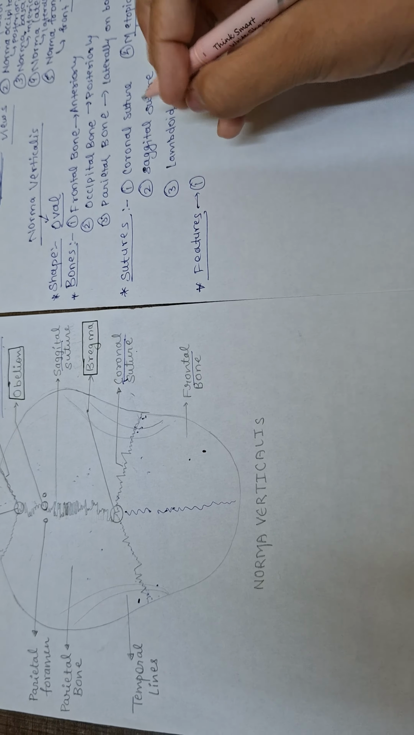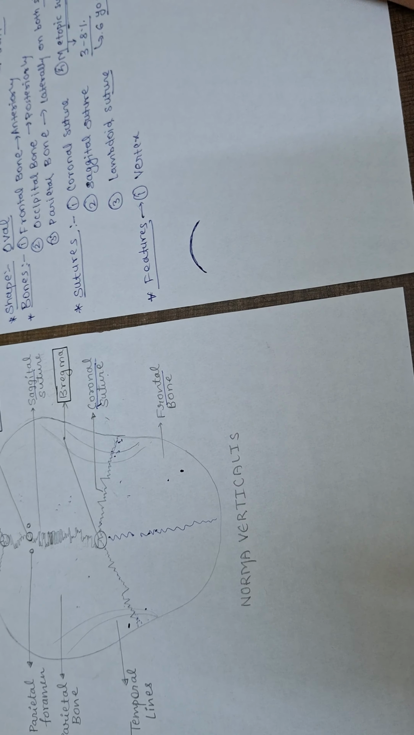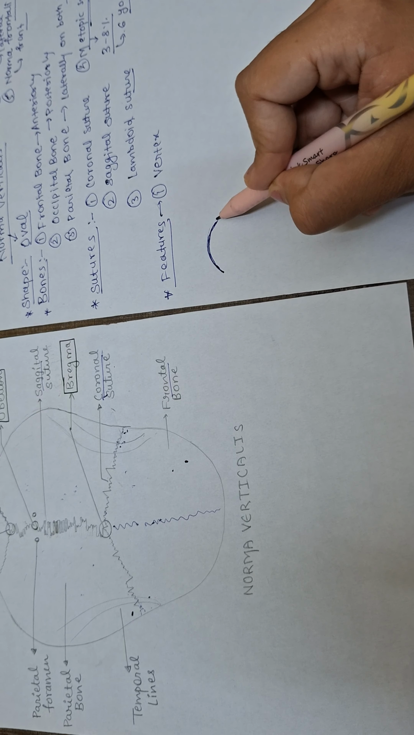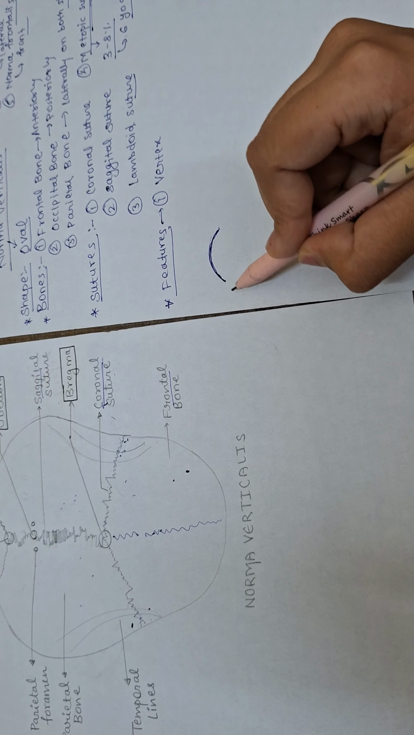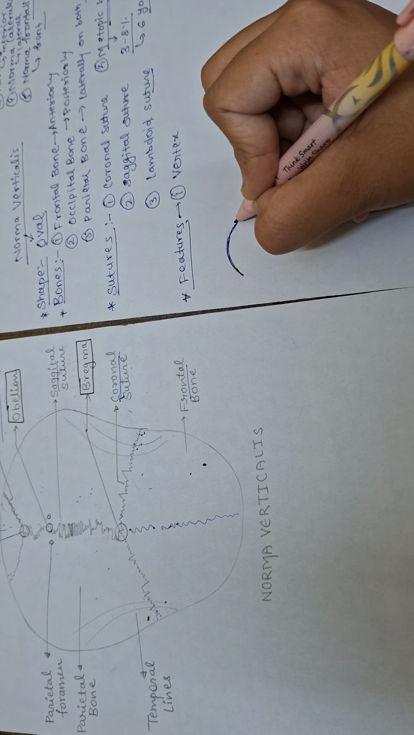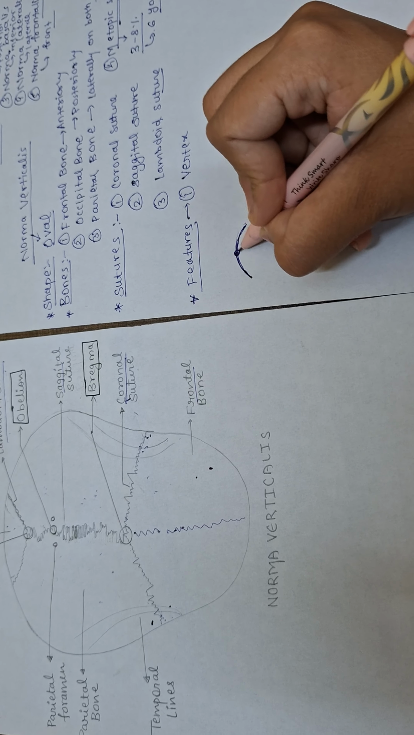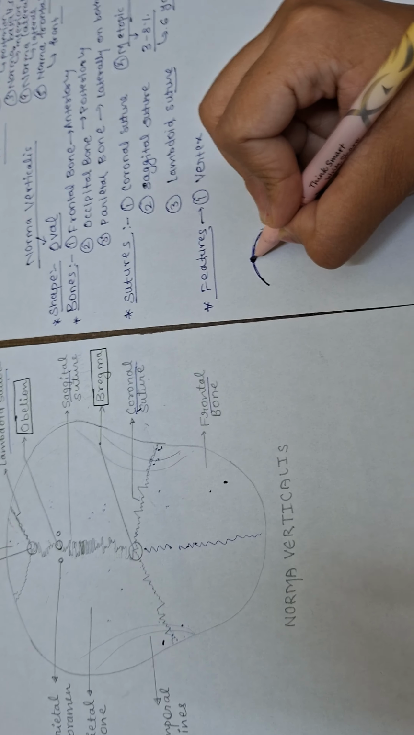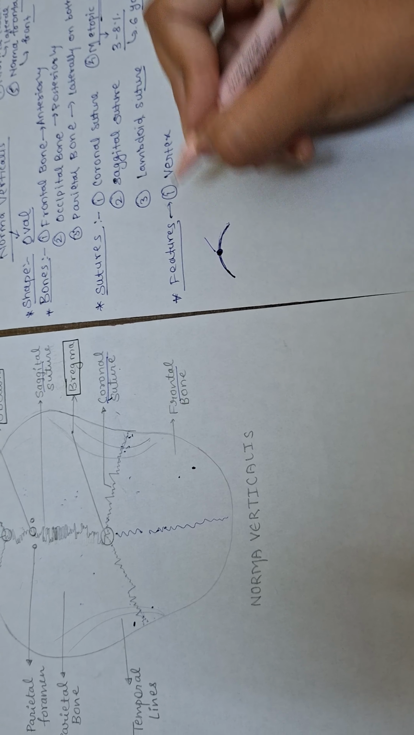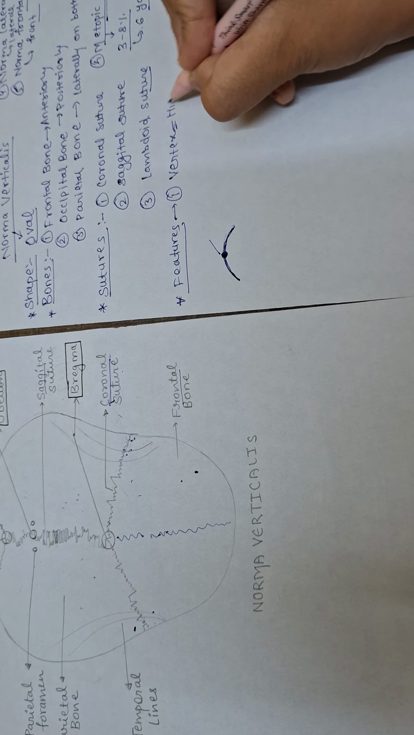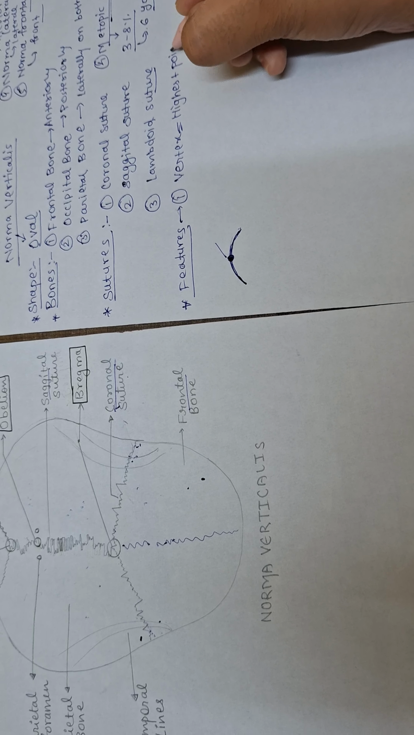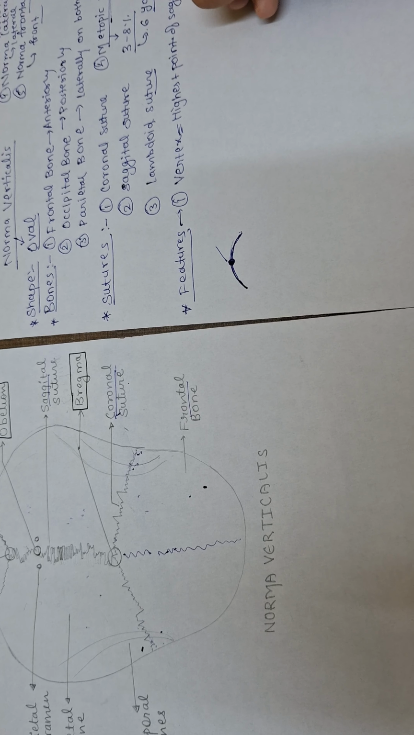So firstly, for the features, we have the vertex. Now for that, you need to see here that if we consider this to be our sagittal suture, we are looking at the skull from the lateral side. Consider this the lateral view. So what will you see? You will see the dome of the skull, right? Here, this is your sagittal suture. The highest point of your sagittal suture is known as the vertex. So this is the highest point of your sagittal suture.